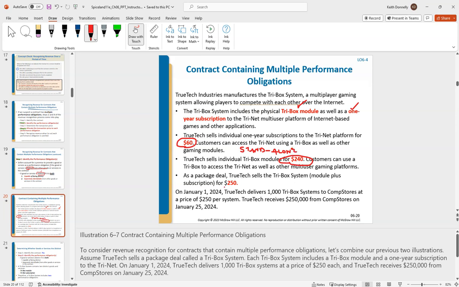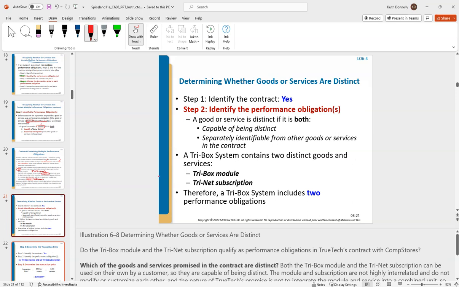However, Xbox says, look, we'll sell this as a package deal. For $250, we'll give you both. So how would you account for that? Because there are kind of multiple performance obligations here. You've got to give them the Xbox, and you've got to give them Xbox Live, the online service, for a year.